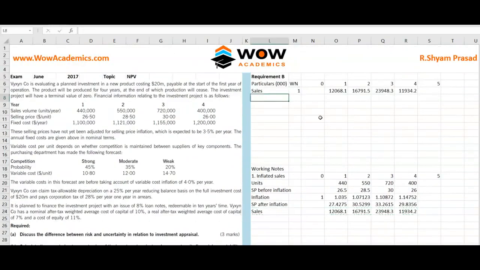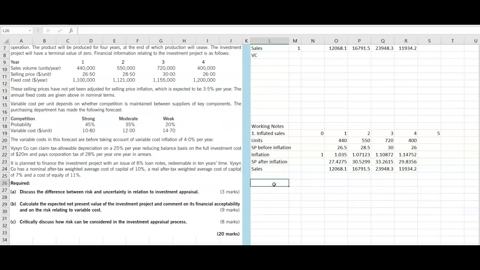So we'll move on to the next working note, which is variable cost. So we'll have it here. Variable cost has two elements. First, we have to get the weighted average variable cost. So we will have it as weighted average variable cost. How do we work it out? It's very simple. We'll compute it in a single line.